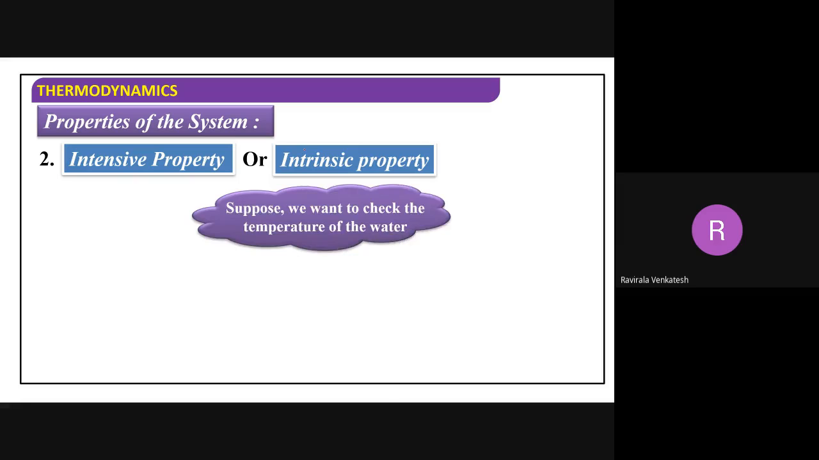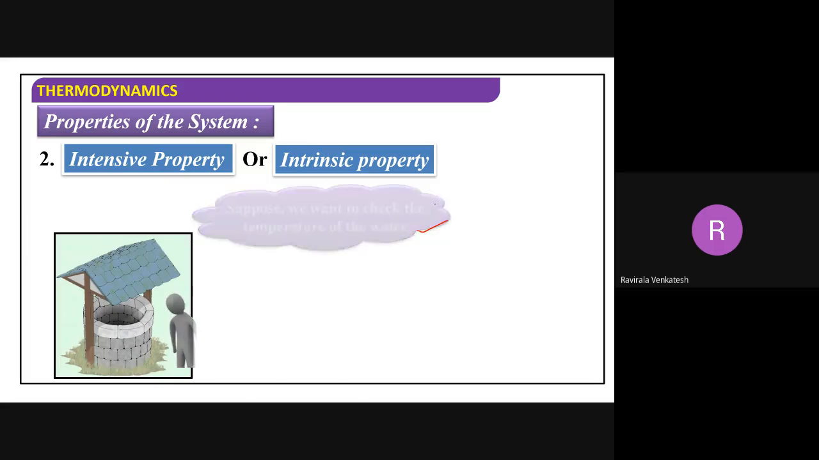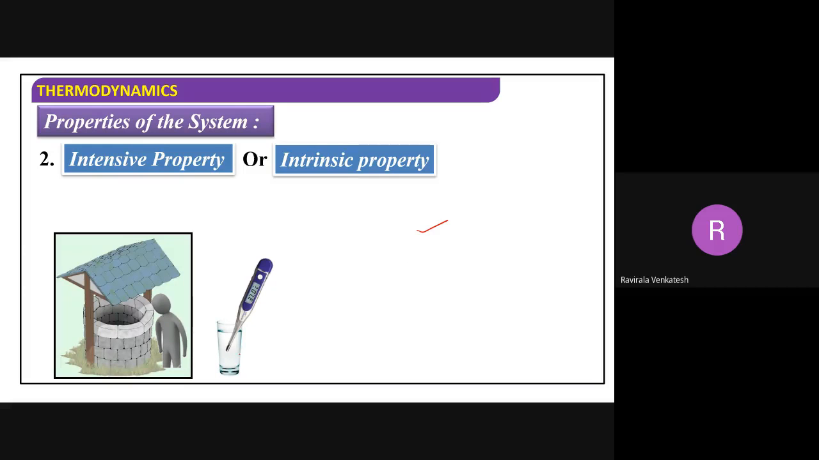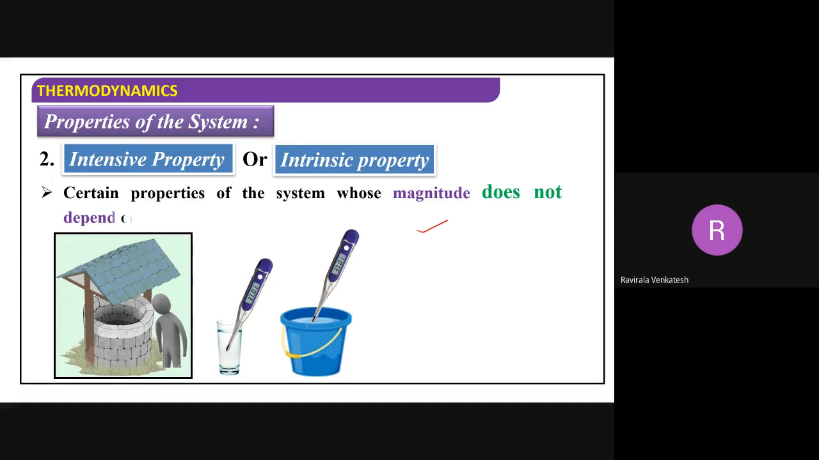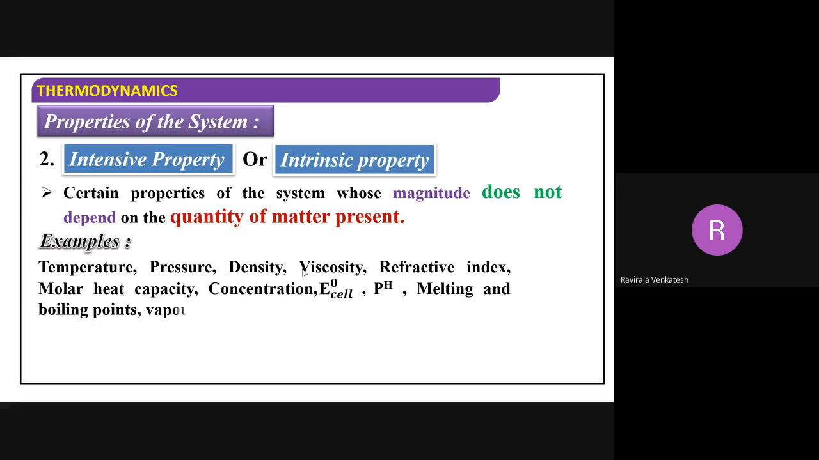What is intensive? It does not depend on quantity. So I want to check the temperature of water. I have taken the temperature of a glass of water, and now I am checking the temperature of a bucket of water, or the whole water body. Then will the temperature be the same or different? Same. Therefore, temperature comes under intensive property. Like boiling point, freezing point, all this comes under intensive property. Certain properties of the system have a magnitude that does not depend upon the quantity of matter.